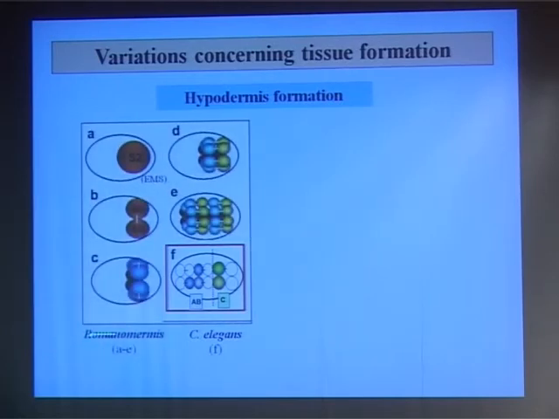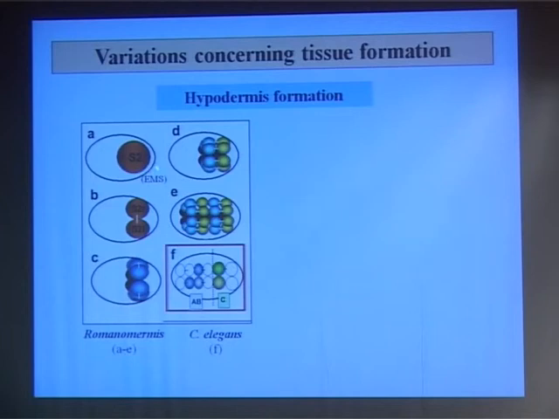We have a species that we study. It's called Romanomeremis, and it belongs to clade 2. And I want to make the point that their hypodermis formation is made a completely different way. As I said, here it is coming from AB and C. AB is the first somatic founder cell, C the third one.